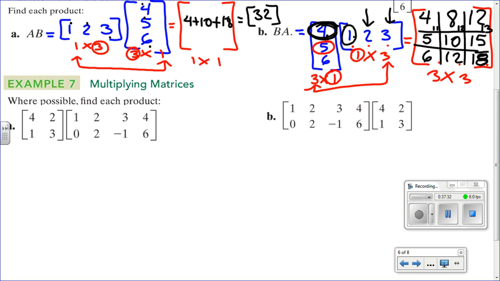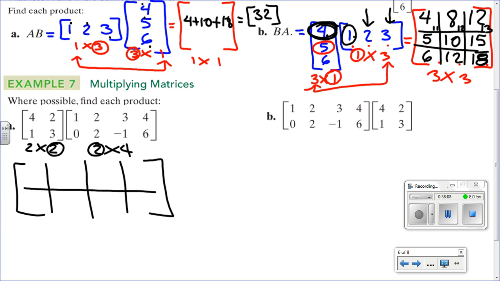Okay, so if you notice, for example 7, we have the same matrices, but they are positioned in a different order, right? So let's see if this is possible first. Here we have a 2 by 2, and here we have a what? How many rows? 2 by 4. Could we multiply here? Yes, because these two are equal. So our resulting matrix is going to be 2 by 4.